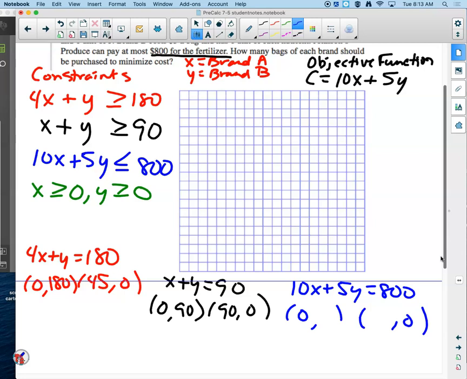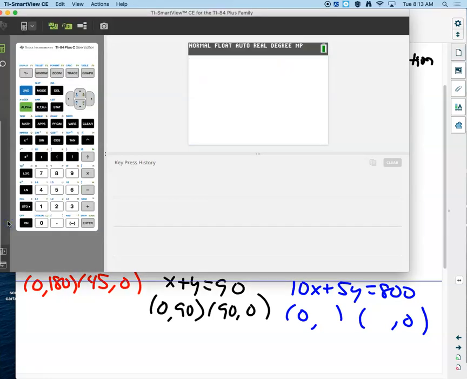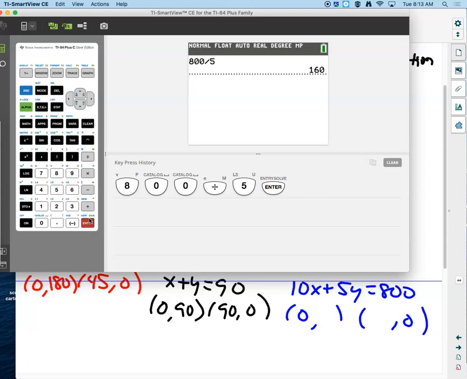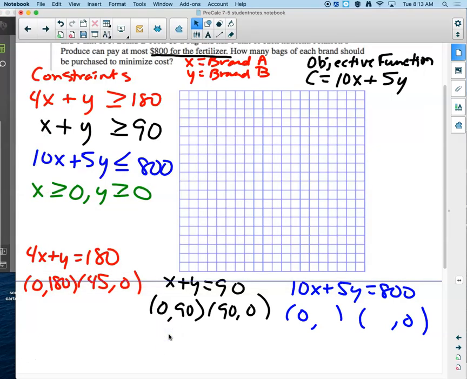All right, so if we don't get any of brand A, so this is gone, we need 800 divided by 5. And that's 160. And if we don't get any of the brand B, we've got 800 divided by 10, which is 80.